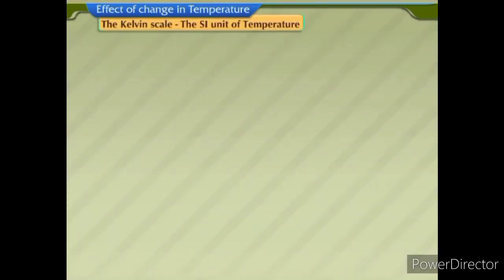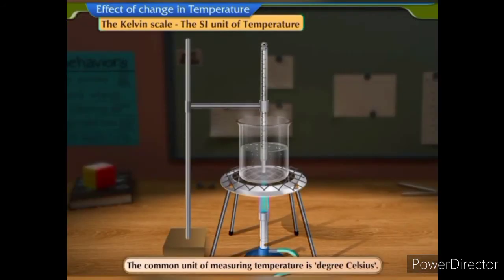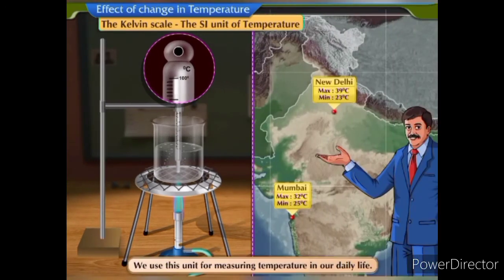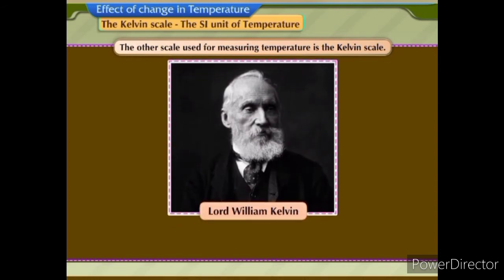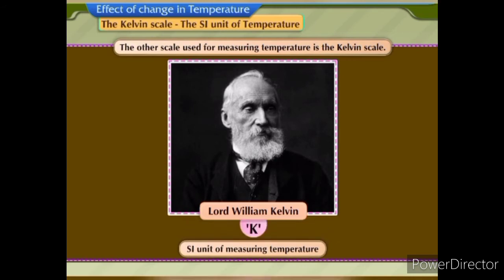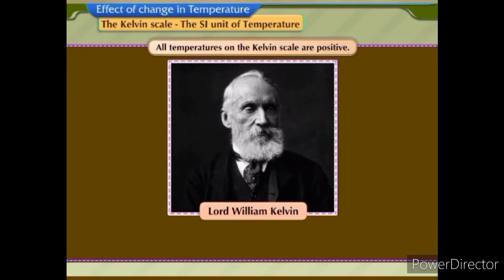The Kelvin scale, the SI unit of temperature. The common unit of measuring temperature is degrees Celsius. We use this unit for measuring temperature in our daily life. It is denoted as degree C. The other scale used for measuring temperature is the Kelvin scale, invented by Lord William Kelvin. It is the SI unit of measuring temperature and is denoted by the letter K. Please note that we do not use the degree sign in the Kelvin scale. All temperatures on this scale are positive.